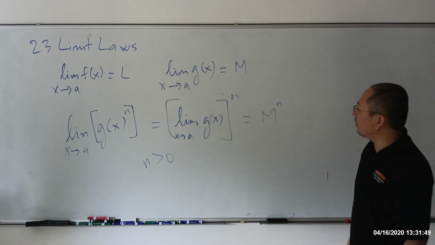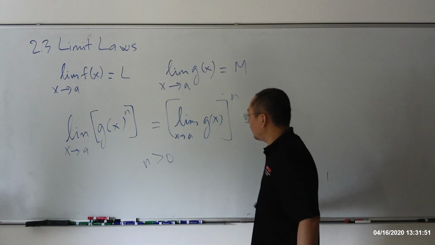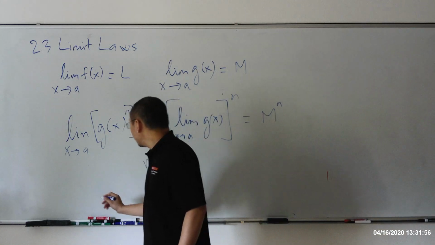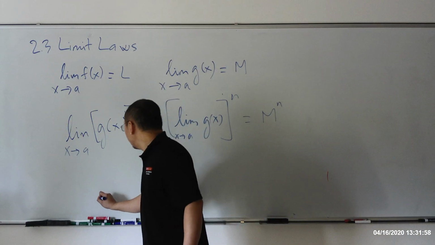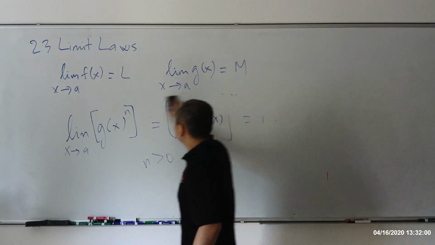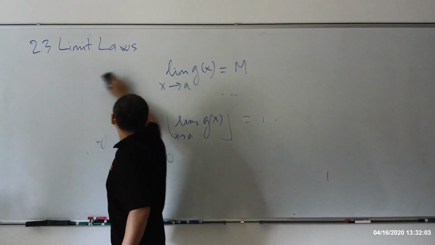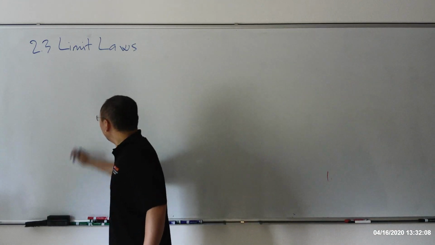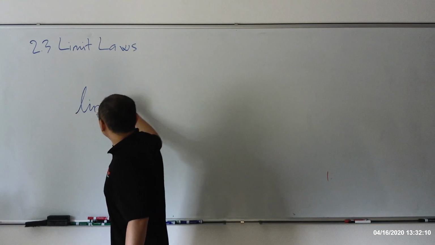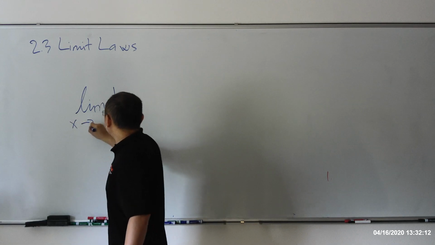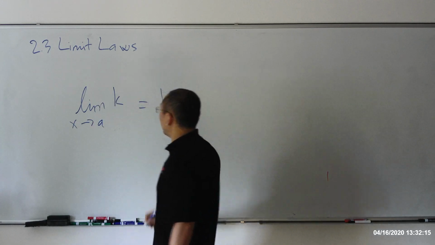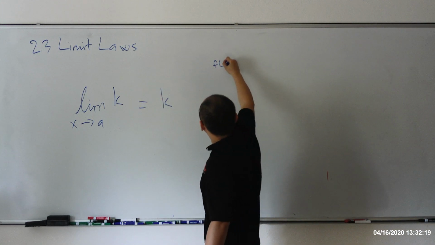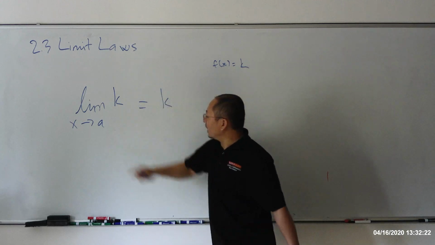Okay, I think we are almost done. Oh, one more, the last one, which is a pretty trivial one, but some people may not recognize it. The limit of a constant function, limit of k as x approaches a, is simply equal to k. This is a function, right? Say f of x equals k, and then the limit when x goes to a is just k.